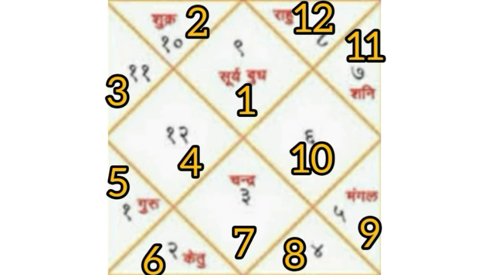Smaller numbers are the signs. The bigger numbers are the houses. The houses remain the same in the fixed order in the North Indian style. In the South Indian style, the signs remain the same. I'll tell you about the South Indian style later on. The South Indian style can be converted into North Indian, and the North Indian can be converted into the South Indian style.